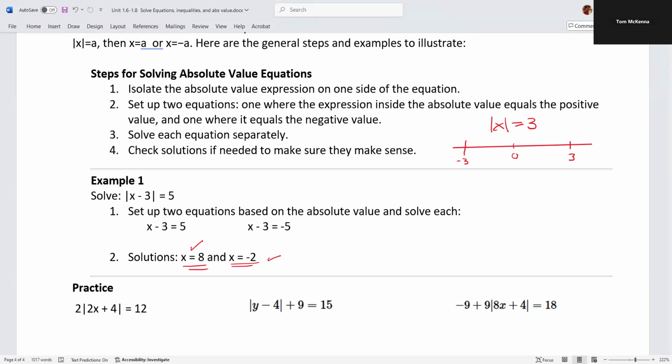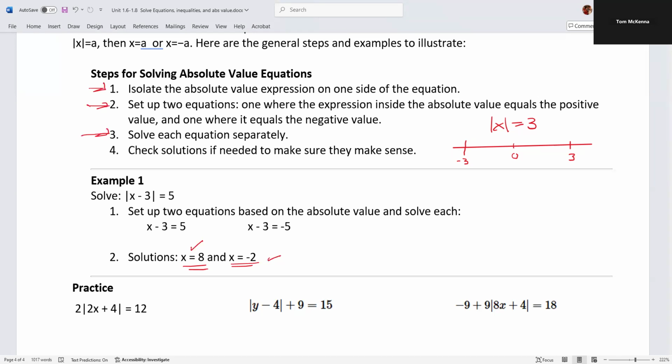The first thing you want to do, step one, is to isolate the absolute value expression on one side of the equation. That means the only thing on the one side will be the absolute value. Anything outside of the absolute value must be removed in the same way that you remove it when you solve an equation. Once you have the absolute value isolated, you're going to set up two equations. One where the expression inside the absolute value equals the positive value, and one where it equals the negative value. Then you solve each equation separately and check answers to make sure it makes sense.